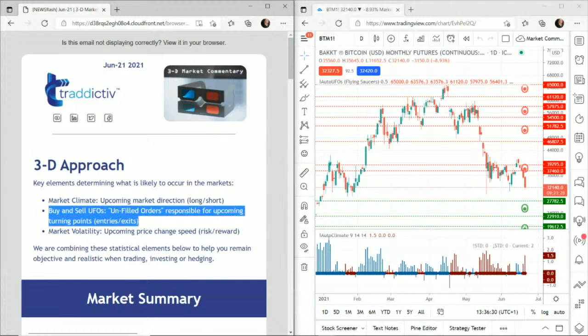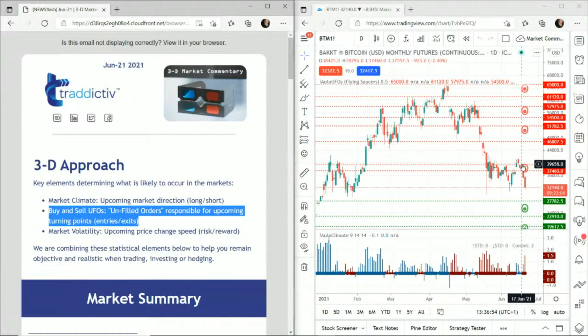Then buy and sell UFOs. If we're going to buy, where do we buy? If we're going to sell, where do we sell? That's where these guys come in, these little flying saucers. They look like flying saucers and they're called UFOs, but it actually stands for unfilled orders. What that means is where we have stacks of buyers waiting to buy and stacks of sellers waiting to sell.